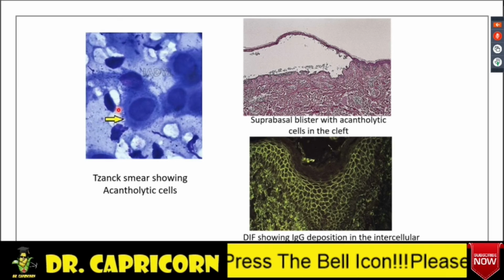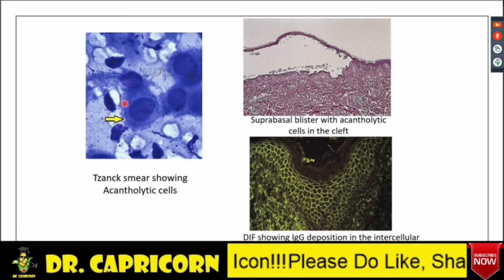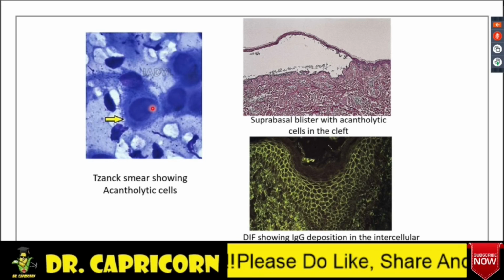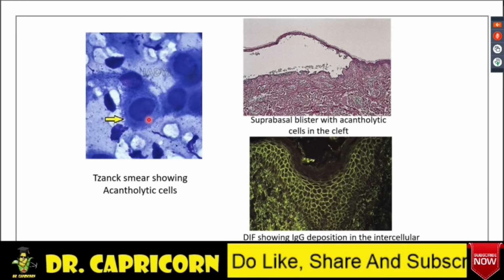So this is a Tzanck smear. You can see the acantholytic cell. This is an acantholytic cell, the yellow marked one. It is a large cell with a big nucleus and a perinuclear halo. These are acantholytic cells. Then this is the histopathology.